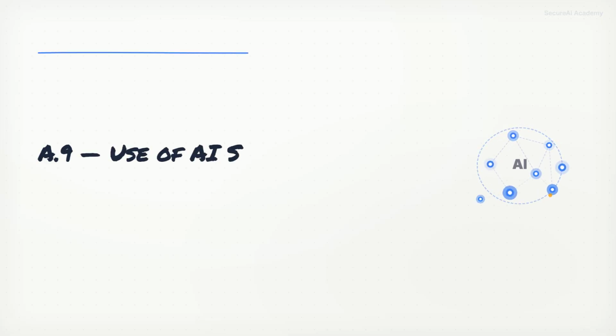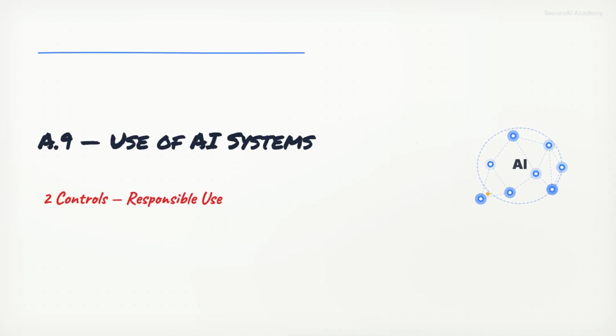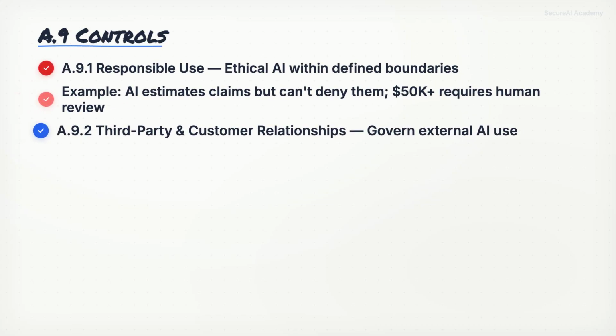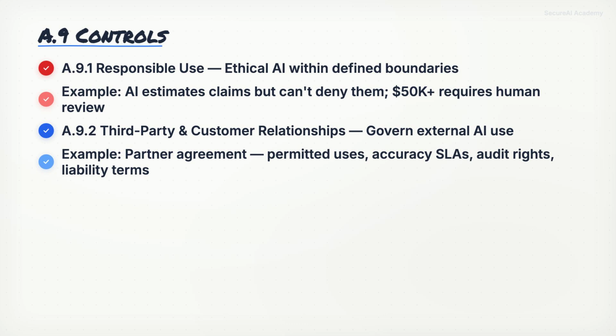Domain A.9 covers responsible use, both internally and in relationships with third parties and customers. 2 controls. Control 1. Responsible use of AI. Ensure AI is used as intended and ethically. Example: an insurance company establishes acceptable use guidelines. AI may estimate claim amounts from damaged photos, but must not be the sole decision maker for claim denial. Any claim over $50,000 requires human review. Using the model to profile customers by ethnicity or religion is explicitly prohibited.